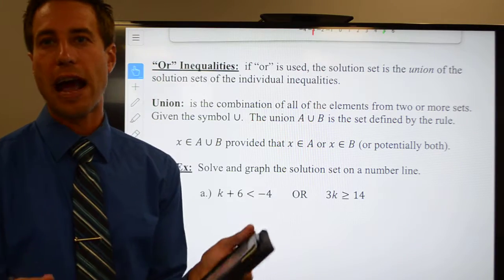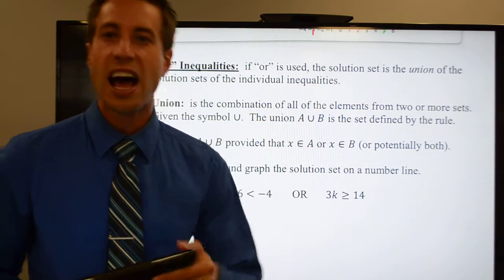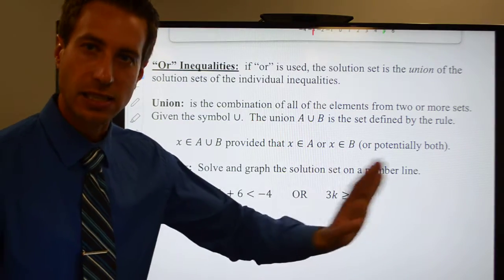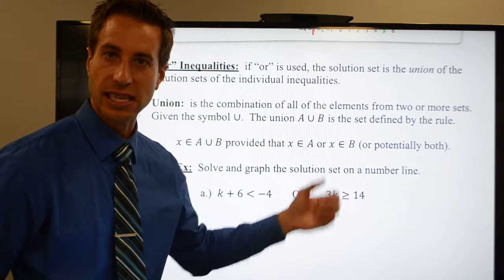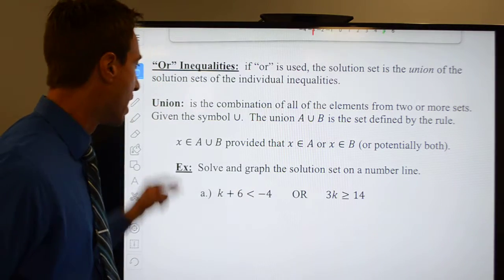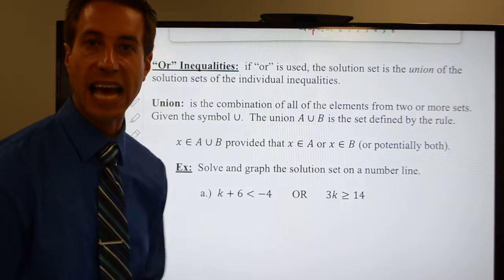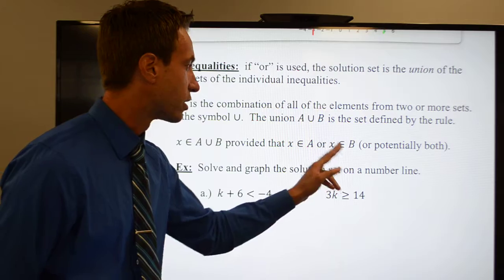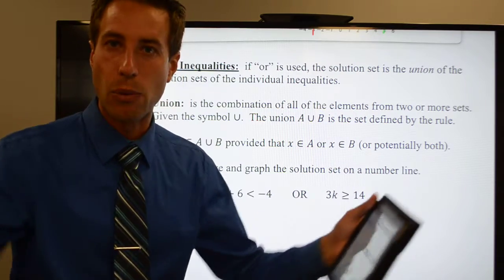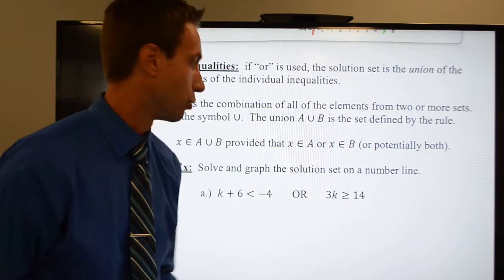Again, I will never ask you to use the set notation when writing your solution. I just want you to see it in case later on in pre-calc, college algebra, stuff like that, when you see this set notation. Again, the U for union, the E just means all of the elements. So X is all of the elements from set A, X is all of the elements from set B, and we're putting those elements together to get our solution set.